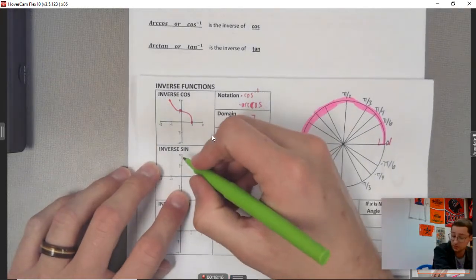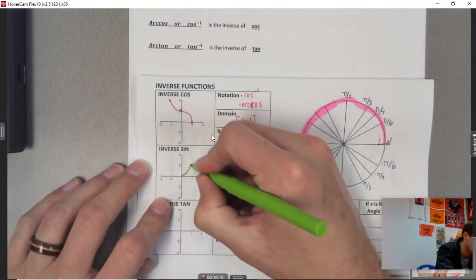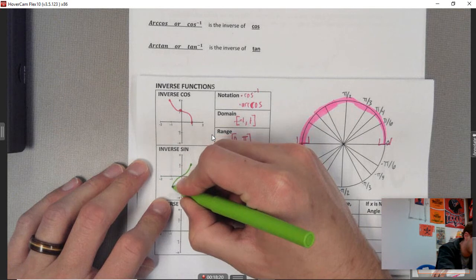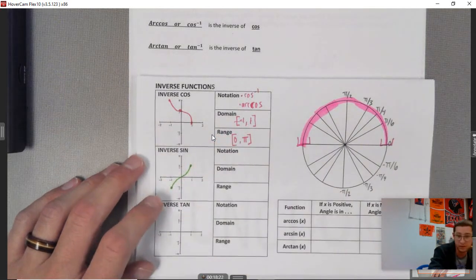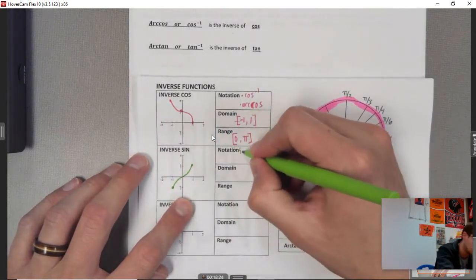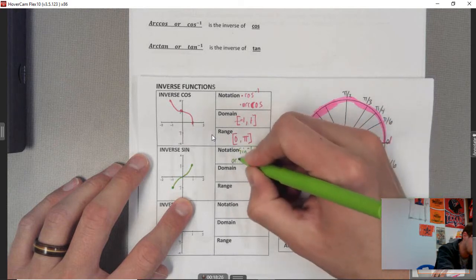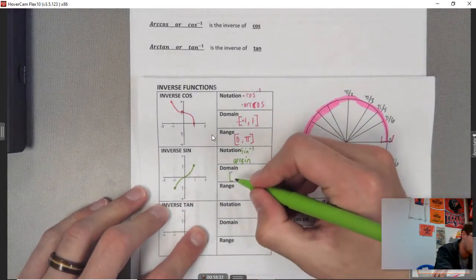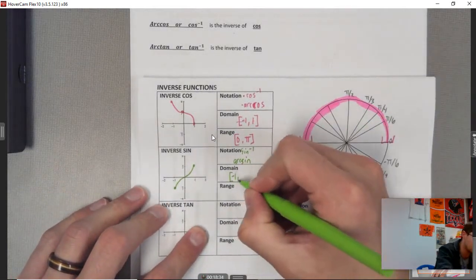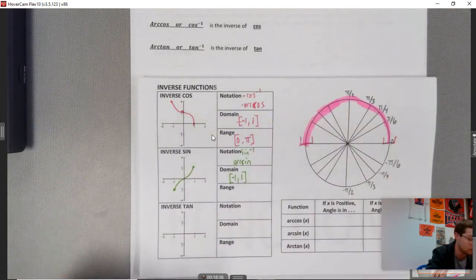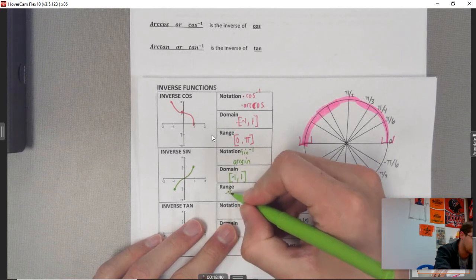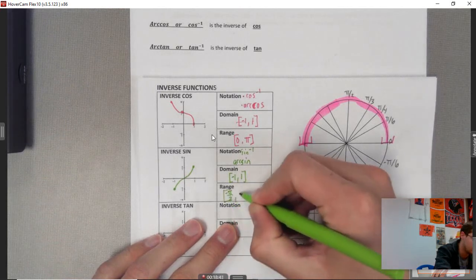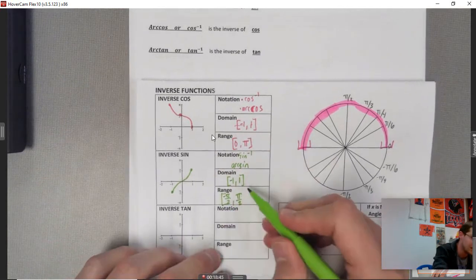All right, inverse sine. So here we go on this one. The notation is sine inverse or arc sine, either way. The domain is also restricted, and it's the same as the top, sorry, -1 to 1. The range is different though. It goes from -pi/2 to pi/2, so that is different.